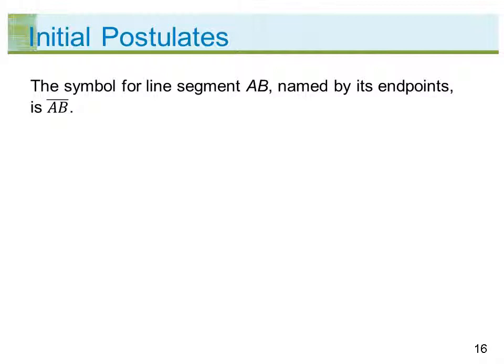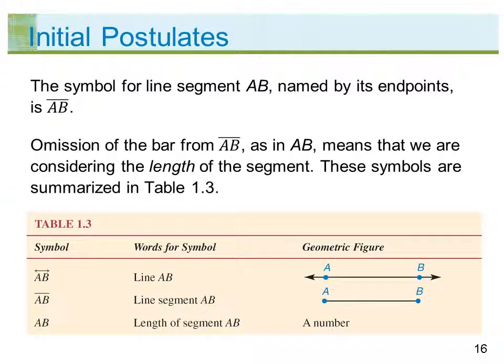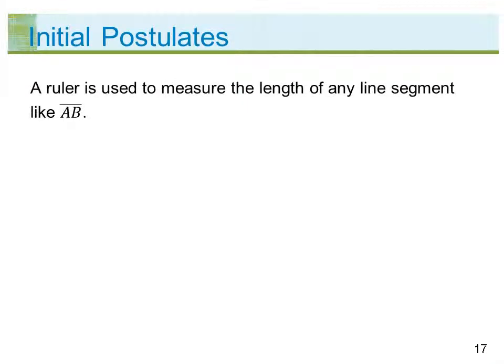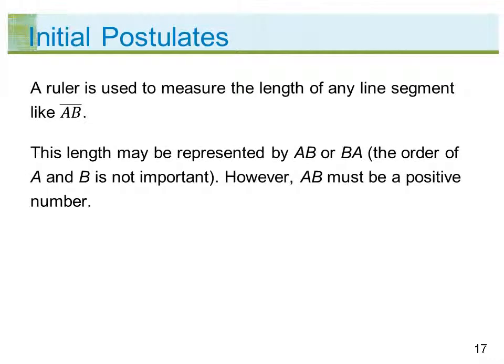The symbol for line segment AB, named by its endpoints, is AB with a straight line over the top. Omission of the bar from line segment AB, as in AB, means that we are considering the length of the segment. These symbols are summarized in Table 1.3. A ruler is used to measure the length of any line segment, like line segment AB. This length may be represented by AB or BA. The order of A and B is not important. However, length AB must be a positive number.